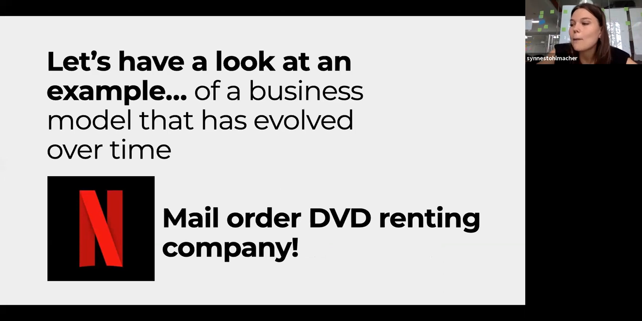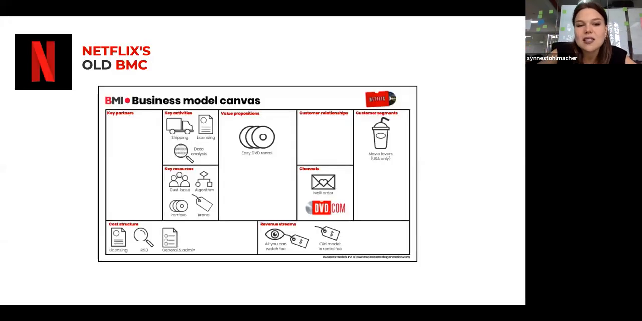So they were actually a mail order DVD renting company where you could rent different DVDs, and it was a subscription model still. You would get new DVDs in the mail, but you would not receive a new DVD until you mailed the other one back. In that way, you could have a circular way of returning and receiving DVDs on a subscription basis. So this is what their business model canvas looked like in the early days.